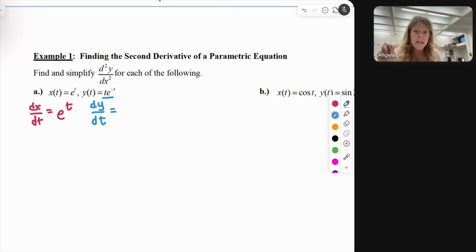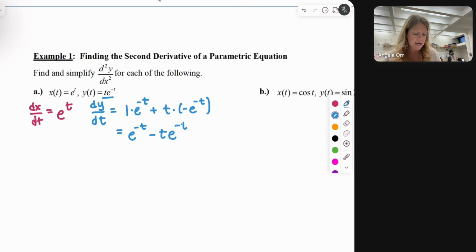So the derivative of t is 1 multiplied by the second function, plus now we keep the first function t, times the derivative of e^(-t). That requires a chain rule. Its derivative is going to be negative e^(-t). Okay, now, because we're going to use this, I'm going to simplify a little bit. And so dy/dt is e^(-t) minus t e^(-t).